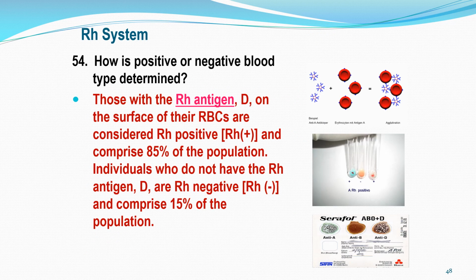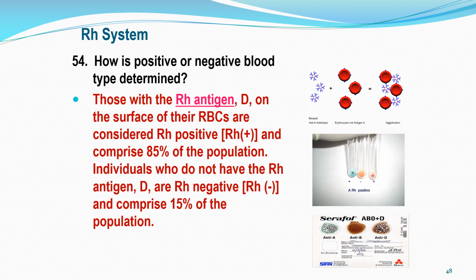So how is positive or negative blood type determined? We got the ABO part. Now we're talking about the Rh part, right? Those with the Rh antigen D, which comes with that positive and negative part. Those with that Rh antigen, which we refer to as D, on the surface of their RBCs are considered Rh positive, and they comprise about 85% of the population.